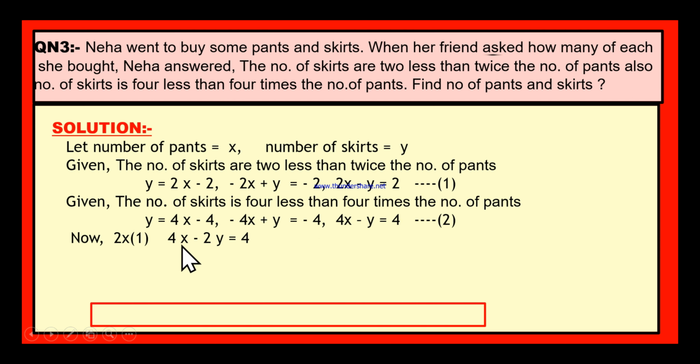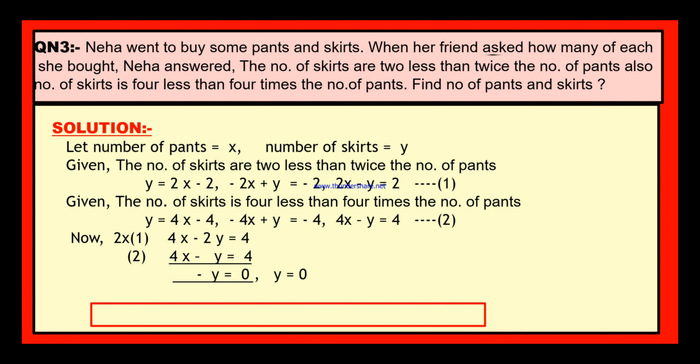Then 2 into 2x is 4x, 2 into y is 2y, 2 into 2 is 4. And let us write the second equation below this. The second equation is 4x minus y is equal to 4. By subtraction, plus 4x minus 4x is cancelled, minus 2y, and if you subtract minus y from minus 2y, it will be minus 2y, minus of minus y is plus y. Minus 2y plus y is minus y is equal to 4 minus 4, which is 0. If minus y is equal to 0, then y is equal to 0. Okay, we got the y value.